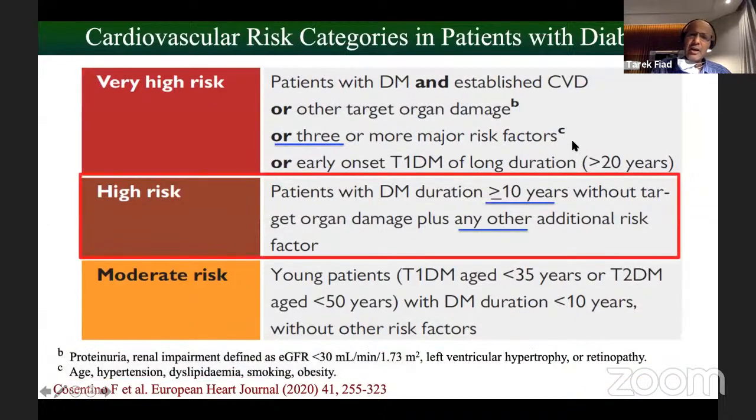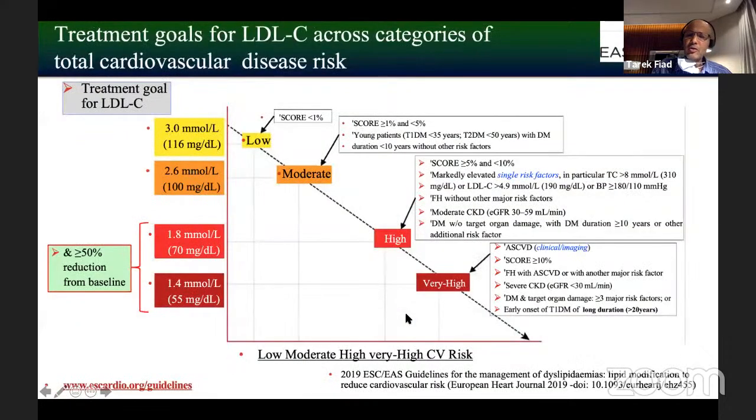And then we have the high risk patients, and belonging to this group are patients with a duration of diabetes of 10 or more years plus any additional vascular risk factors. Again, the duration of diabetes is extremely important. And then we have all the remainder of people with diabetes who belong to the moderate risk group.